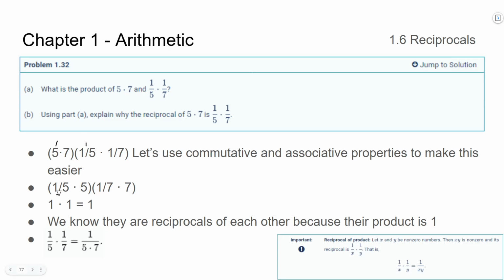So let's put 1/5 times 5 together. And also we have 7 and 1/7, so let's put those together too. So there we go, 1/7 times 7. And then we just get 1 times 1, and that is 1. So this is a very quick way to match up these reciprocals to know that this is going to be 1 times 1. We know that these are reciprocals of each other because their product is 1.